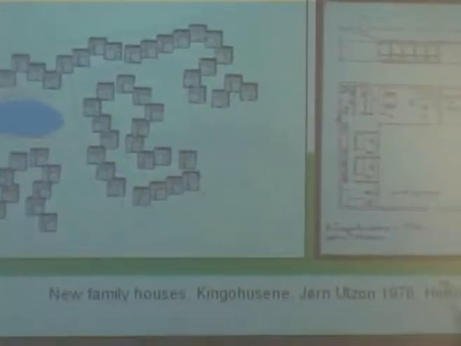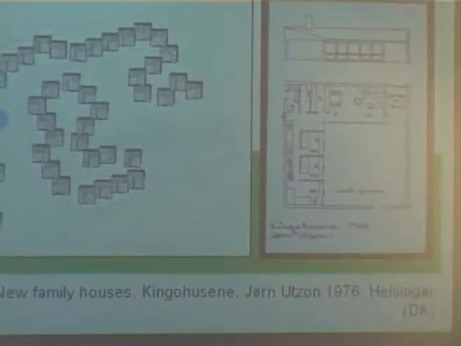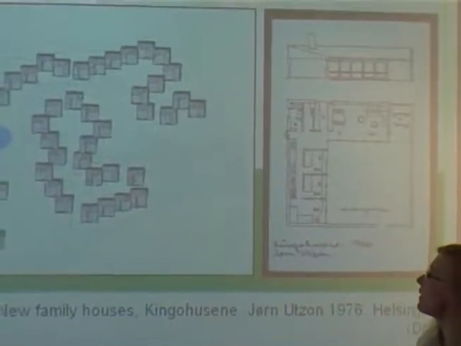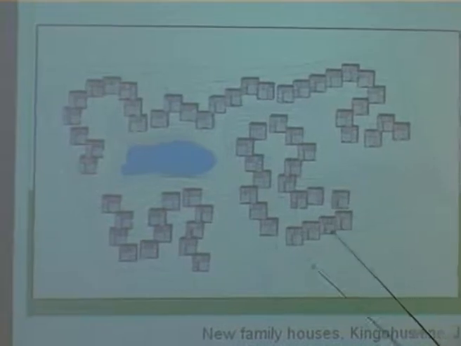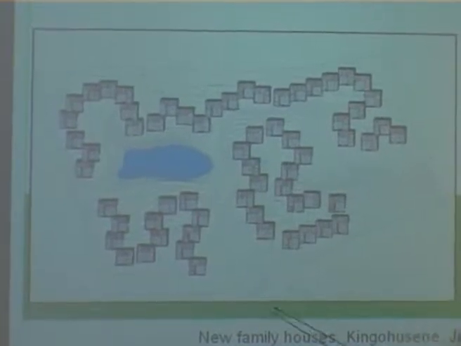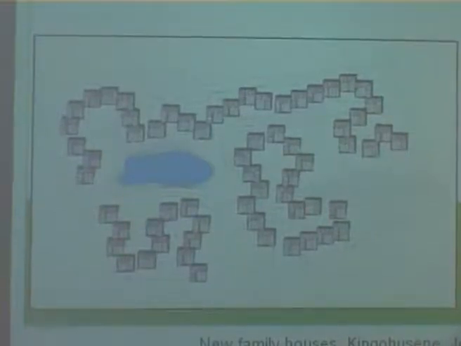Knudsen, one of our famous Danish architects, made this in the 70s on Sjælland. And his new ideas were to spread out the houses. This is a site plan of a lot of different houses called Kingohusene, one of the most respected houses in Denmark, single family houses.